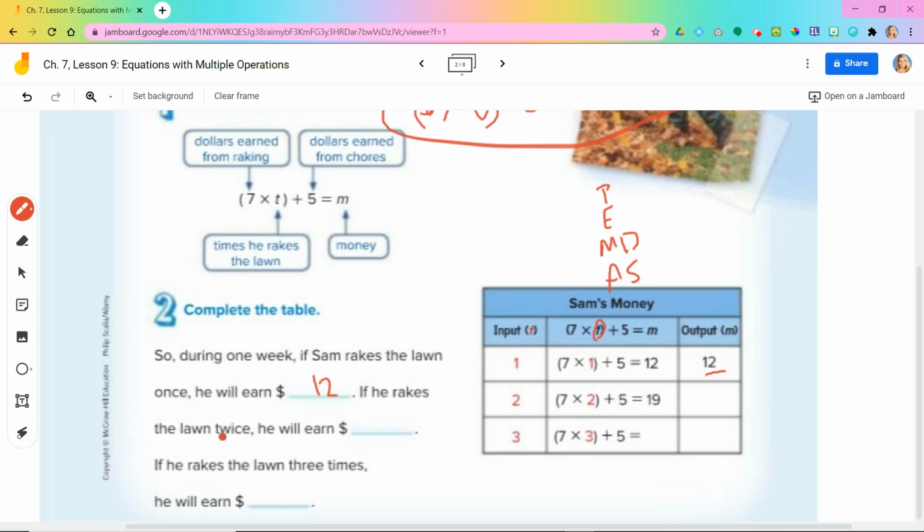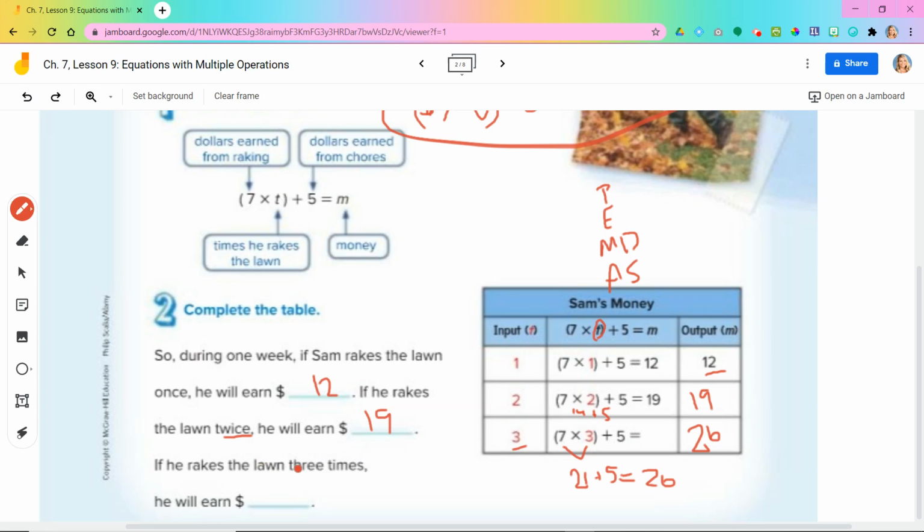If he rakes the lawn twice, so let's see what happens when I insert the 2. I say 7 times 2 is 14, plus 5 is 19, which they already did for us too. And then if he rakes the lawn 3 times, he will earn, so let's see. We do what's in parentheses first, and we get 26.